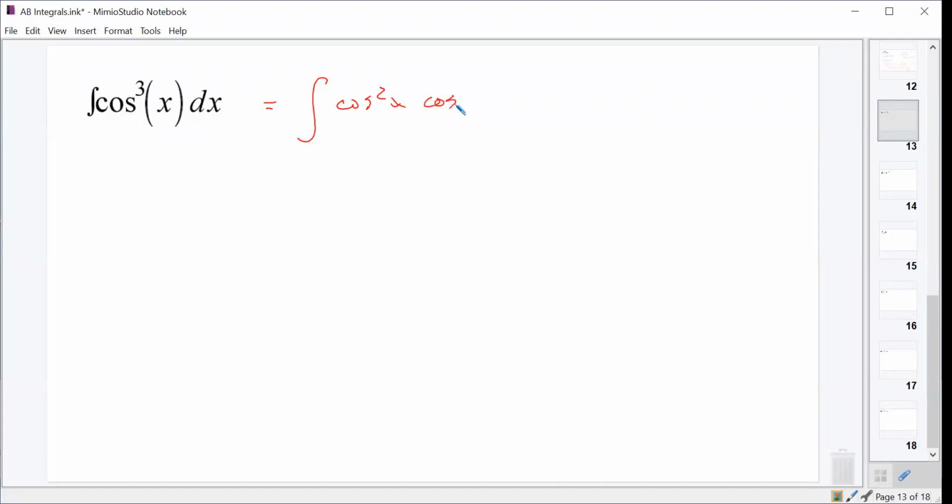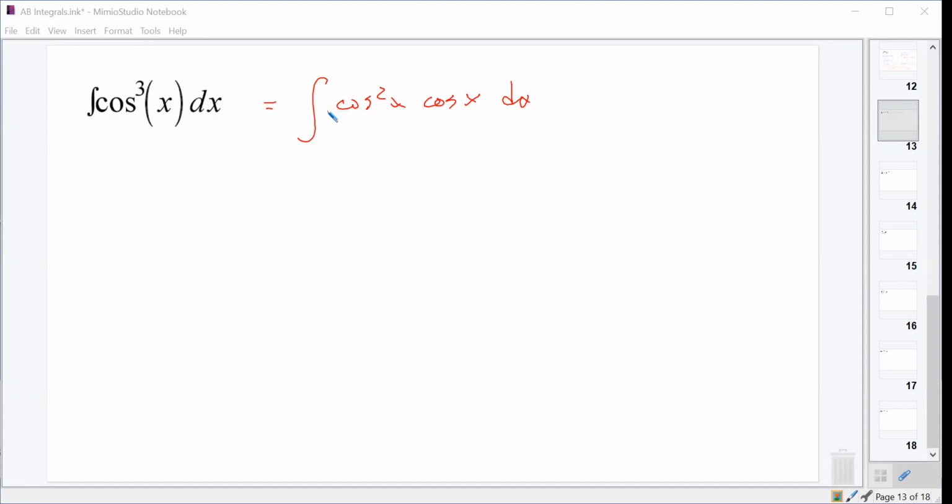So let's make that cosine squared x times cosine x dx. Why might we want to do that? Because that way it makes it easier to take the integrals of them. Like you can take the integrals. You can't take the integral of this as it is right now, because it's still cosine cubed x. It's still a multiplication between these two terms here.